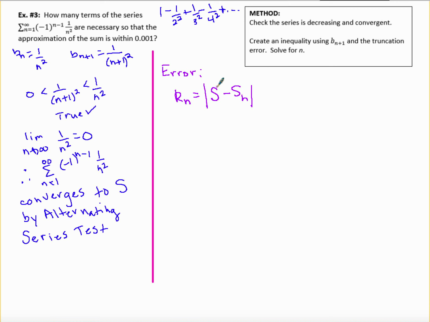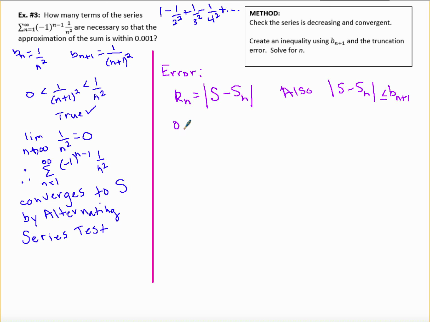So I don't know what the actual sum is, and I can definitely calculate the partial sum, but we want that to be within 0.001, so a pretty small error. We also know that the absolute value of the difference between those sums has to be less than or equal to b sub n plus 1, the next term. Now that was just back in the definition of the alternating series. So I do know that we're trying to keep this within 1/1000th.